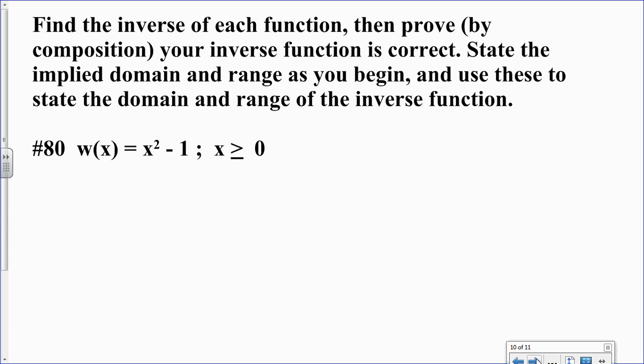The problem says find the inverse of each function. So we're going to find the inverse, but if you read on, it says state the implied domain and range as you begin. Okay, so I'm going to start here. I'm finding the domain and range just of the original w of x.